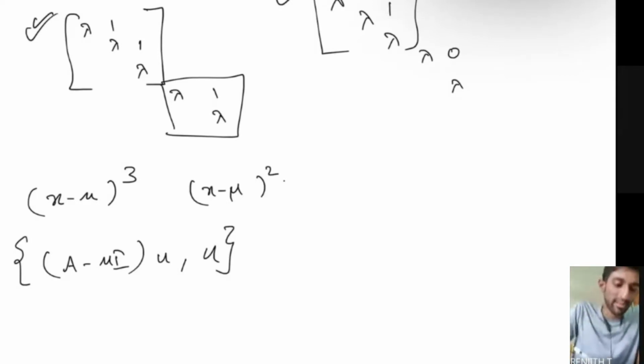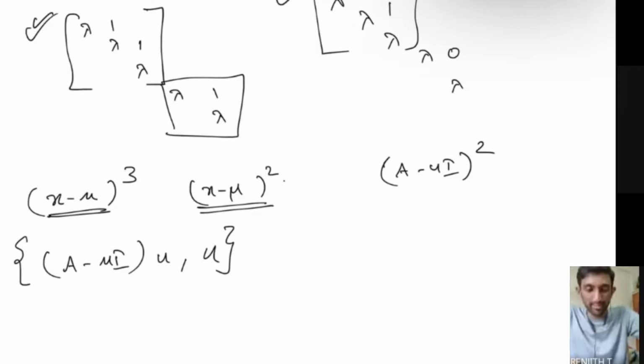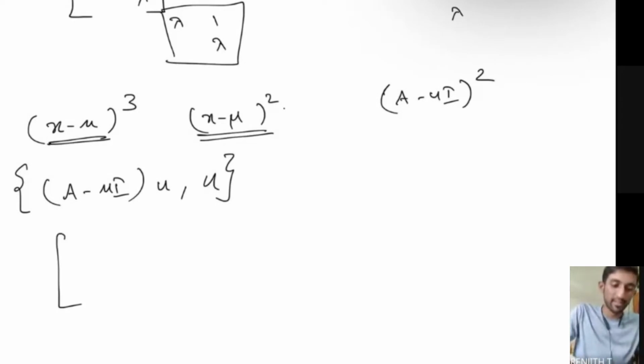Because the characteristic polynomial has 3 factors of mu, but the minimal polynomial has only 2, it means A minus mu I is non-zero, but only its square is 0. So you will get a u such that (A minus mu I) times u is non-zero. In that matrix there will be a mu 1 mu, this must be there in the Jordan block. Then one more Jordan block will be coming like mu.